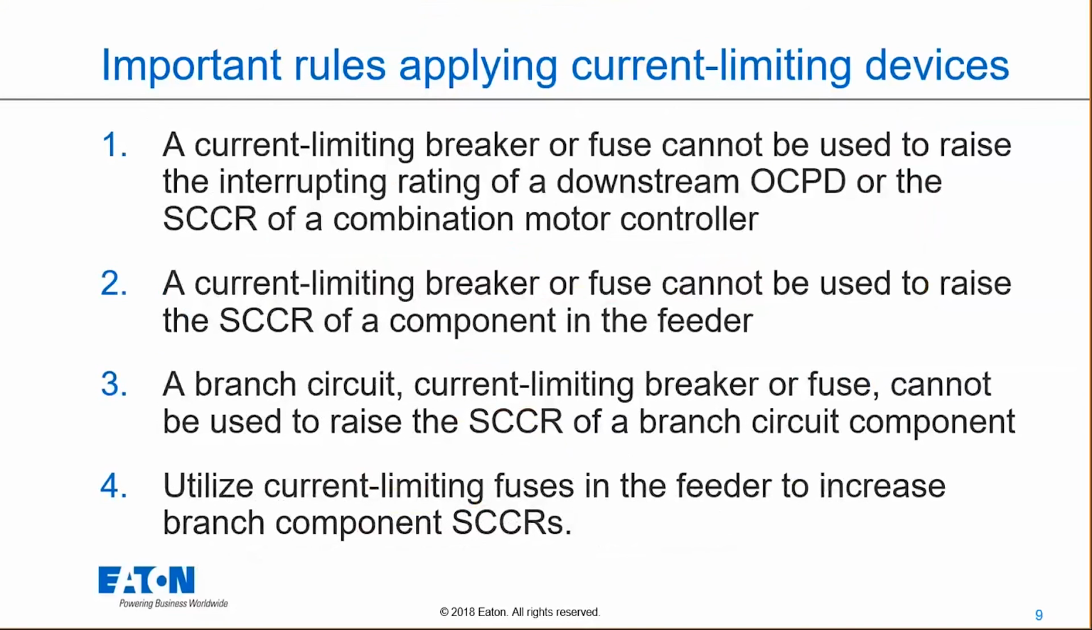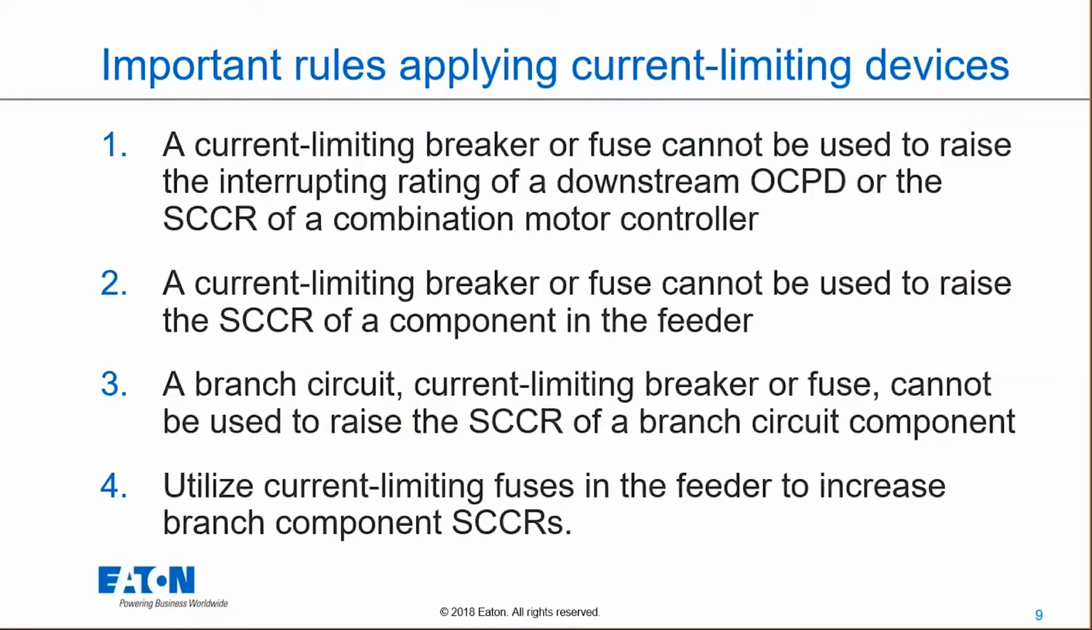So once again, important rules applying current limiting devices. A current limiting breaker or fuse cannot be used to raise the interrupting rating of a downstream overcurrent protective device or the SCCR of a combination motor controller. So just know that you can never raise the ratings, I can't say it enough, of an overcurrent protective device. If I have a breaker downstream that's 14 kA, I'm never going to get more of a rating out of there than 14 kA. The same with a combination motor controller. If it's a type E or F combination motor controller, I cannot raise that SCCR rating of that combination motor controller. So be aware of that.